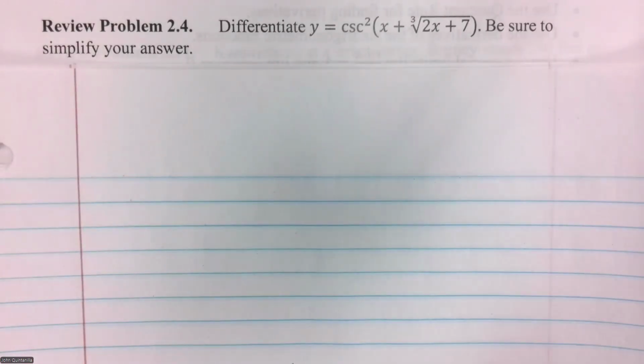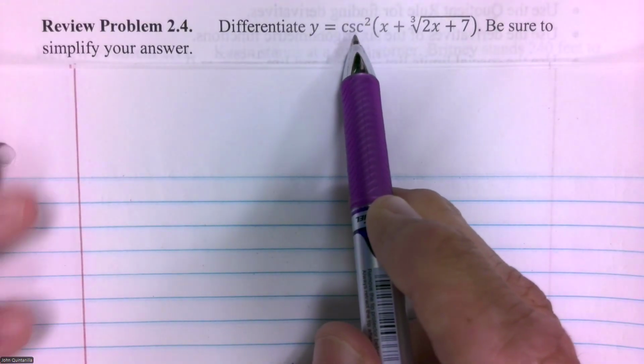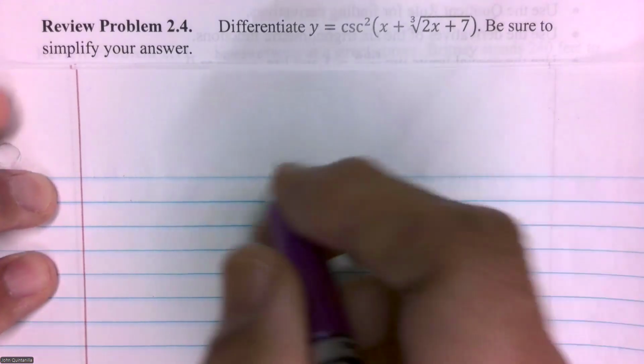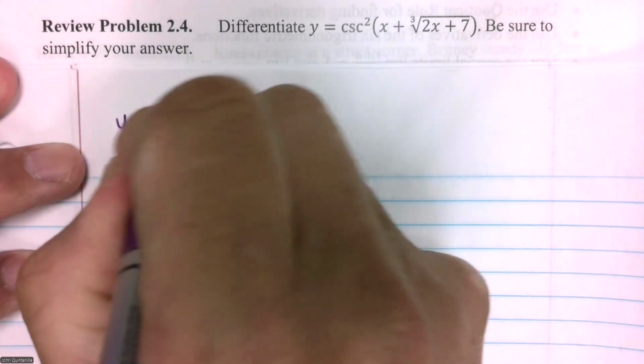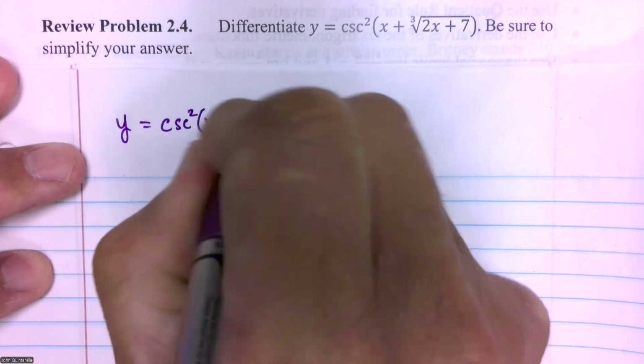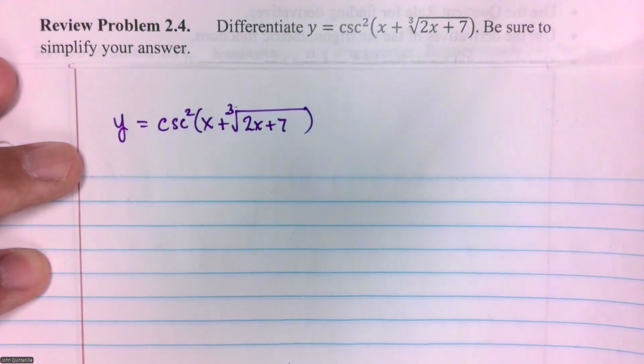In this video, we're going to take the derivative of this complicated function y is equal to the square of the cosecant of x plus the cube root of 2x plus 7. All right, so to start, let me just copy the function down again so it doesn't get lost as I scroll down on the page. Okay, so we take the derivative.